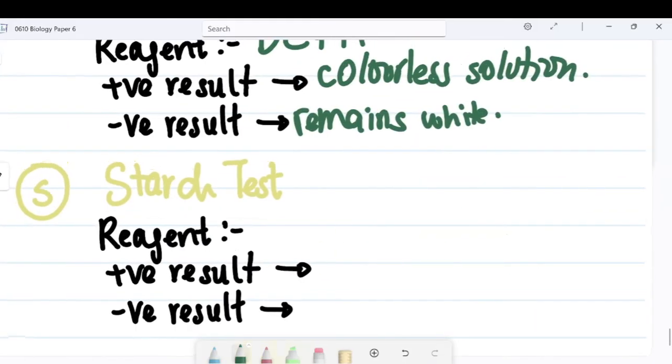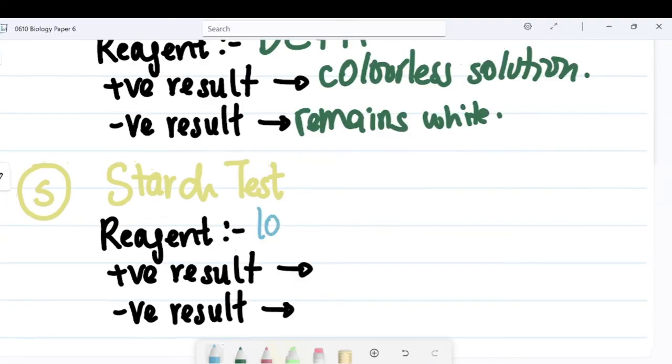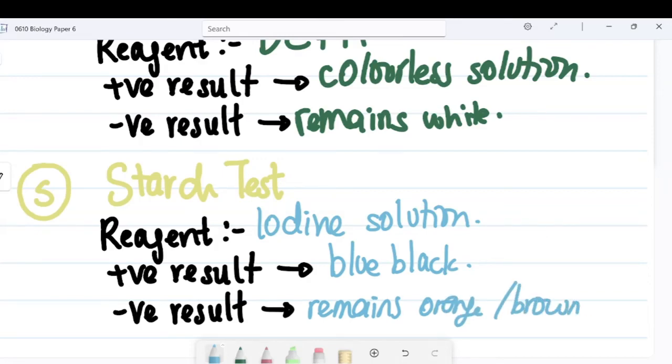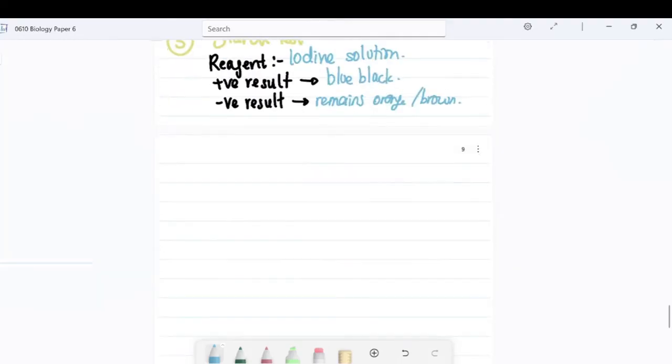A starch test, the reagent you need to use is iodine solution. I'll actually add a table in this note so you can download it and paste the table next to your bed so that you can wake up and look at it every day. And anyways, the positive result for this is going to be blue black. And because iodine solution is orange, brown sometimes, the negative result is going to be it remains orange/brown. Normally in your exam, they never ask you what the negative result is, and you won't get a mark for knowing the negative results, but it's just a little extra information.